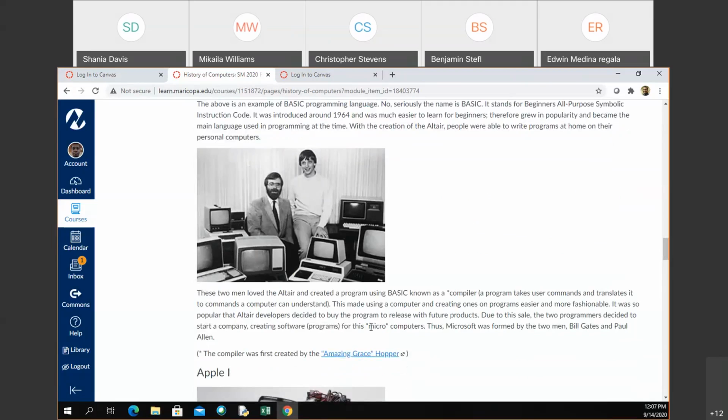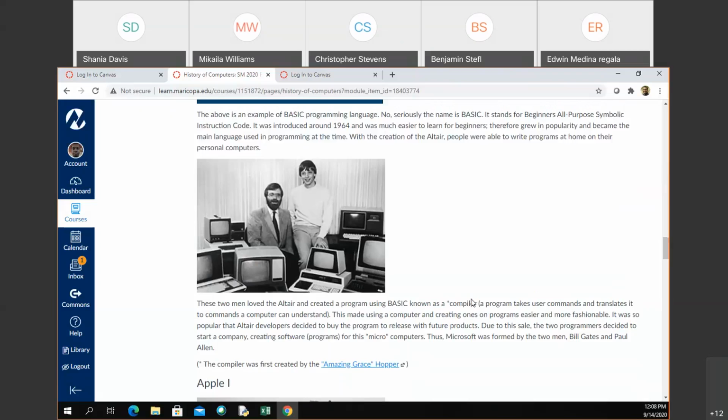Anyway, this made using computers and creating one's own programs easier and more fashionable. It was so popular that the Altair developers decided to buy the program and release it with their future products. So the program that these two guys created was used, and they decided to start their own company where they created software, these programs, to make tasks a lot easier on these tiny computers that they call microcomputers. They were making software for microcomputers, so they decided to name their company Soft Micro. And then they said, no, that sounds stupid. Let's call it Microsoft. And so, yes, this is Paul Allen and the guy that most people associate with Microsoft, Bill Gates. And he was a tiny little man.